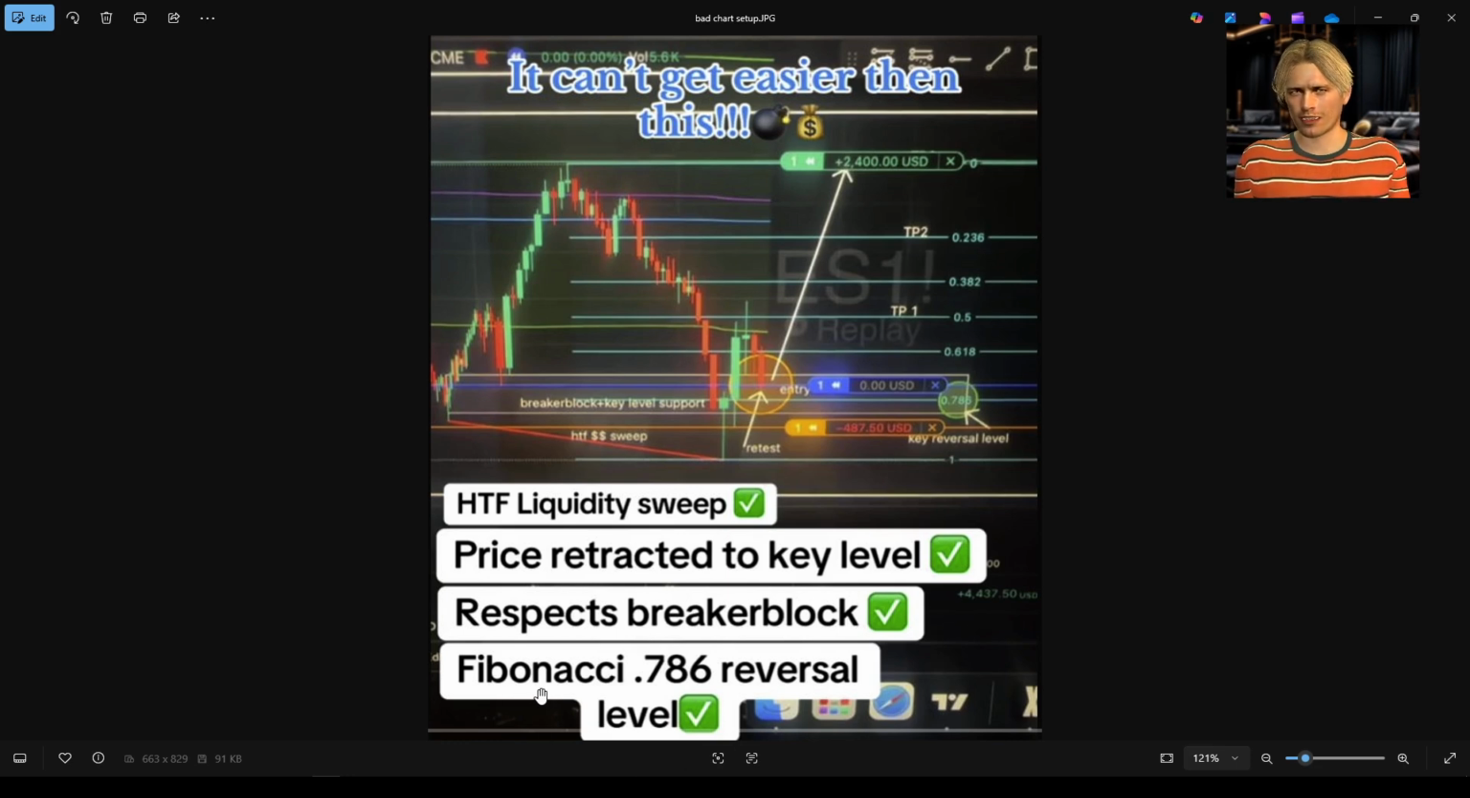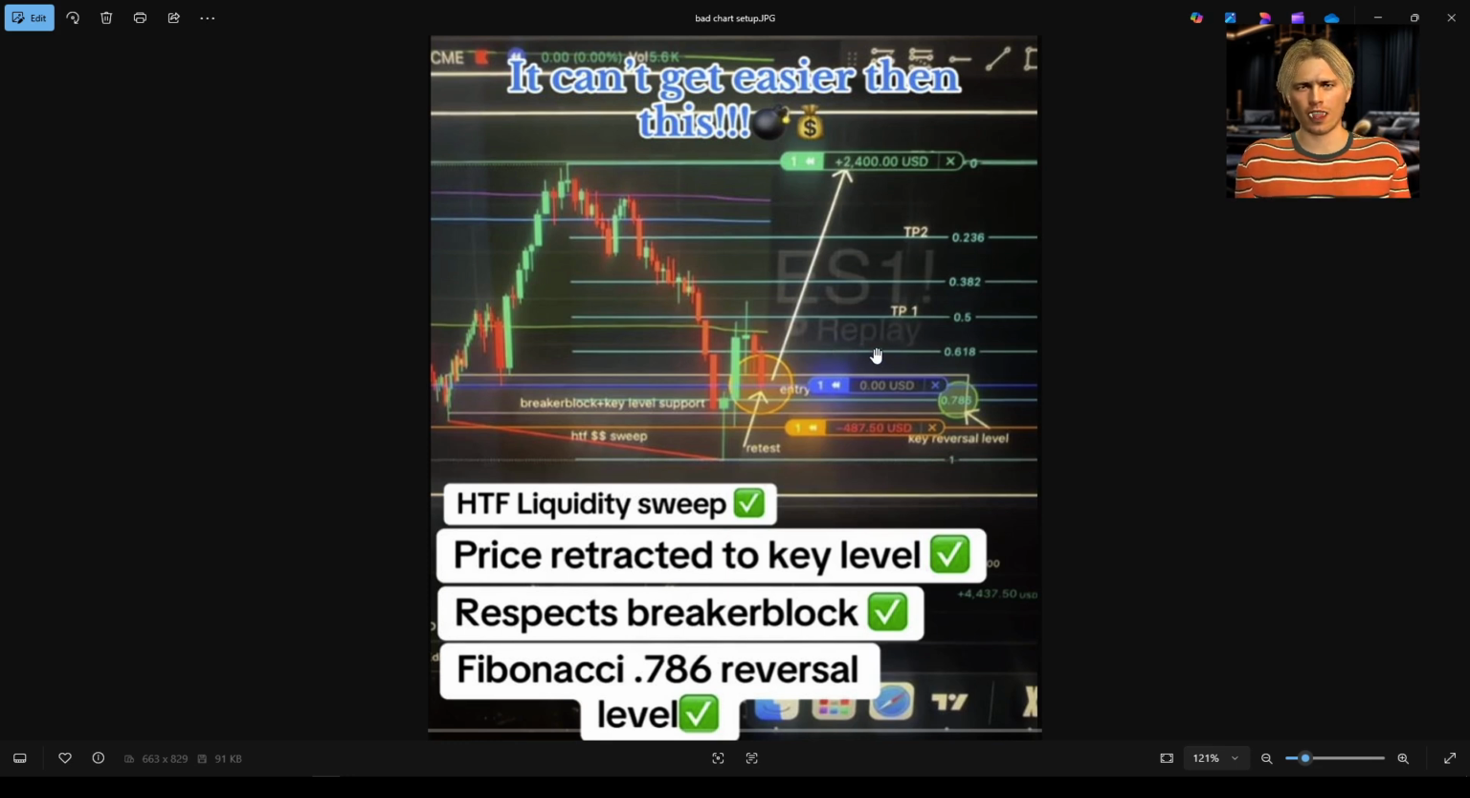Here we go with this one. Fibonacci at 0.786 reversal level. Let's debunk the Fibonacci fallacy. Let's be crystal clear. There is no empirical evidence that the 0.786 level, or for that matter the 0.618 or the 0.382 or any of them, consistently act as reversal levels across markets and time frames. These ratios are pulled from nature, not markets. Markets don't care about the golden ratio. They care about order flow and liquidity, okay?